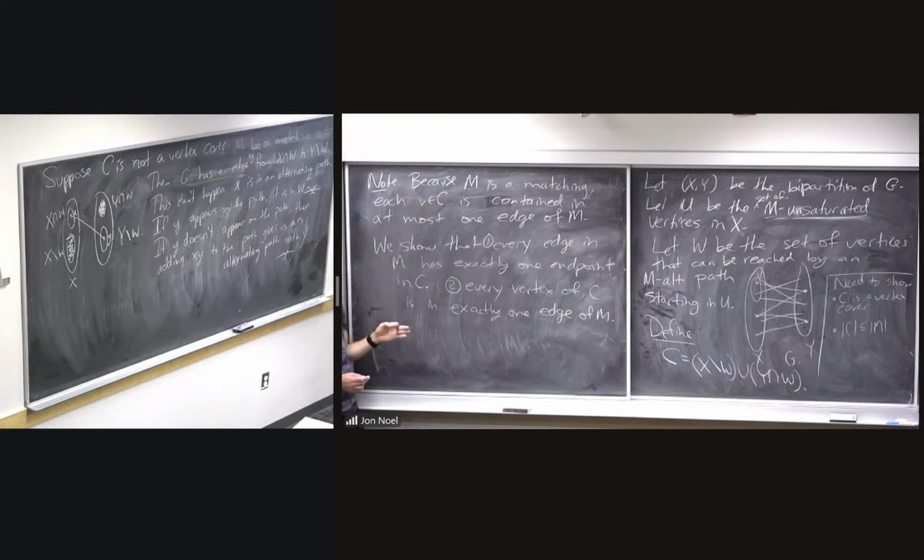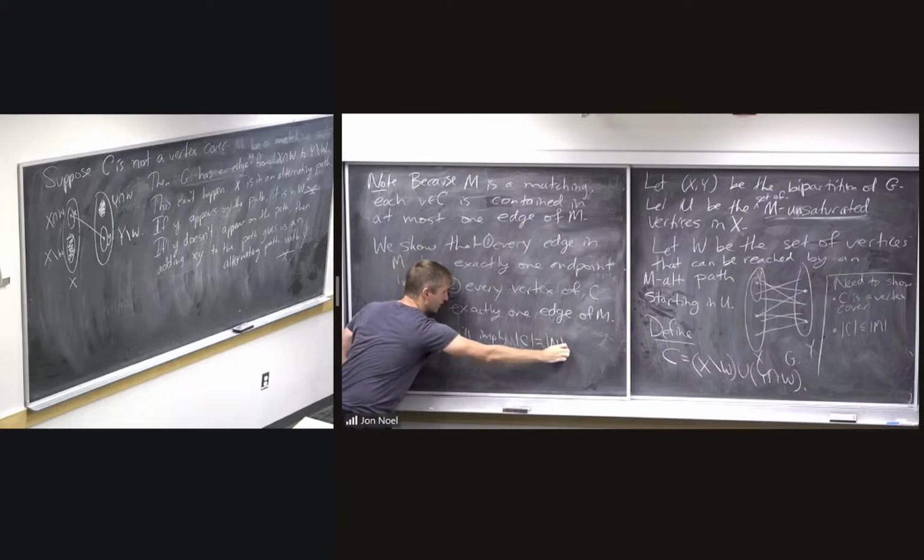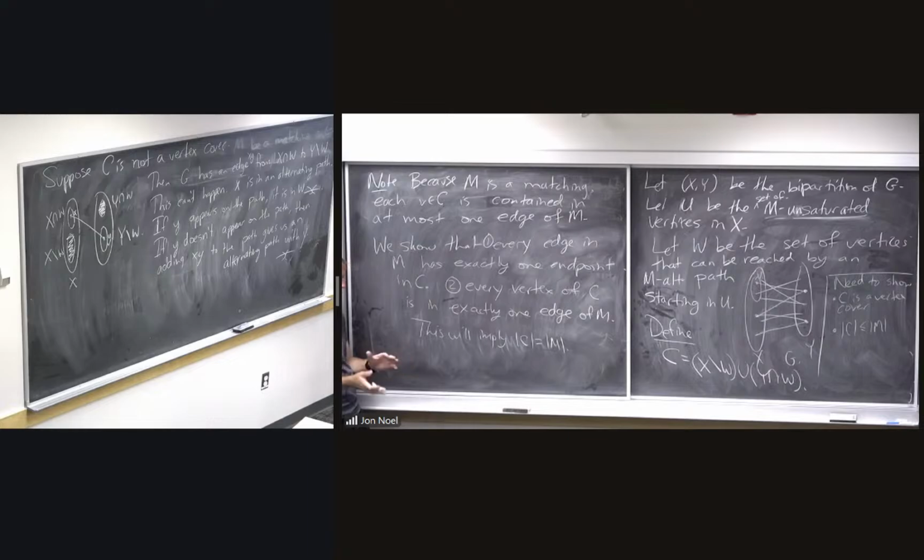If these two things hold, then there's an easy bijection between M and C. Each matching edge, I could map it to the unique endpoint that's in C, and each vertex of C, I could map it to the unique edge of M. So this will imply that they have the same size, because there's this one-to-one correspondence between M and C, if I can prove these things are true. Okay, does that make sense?